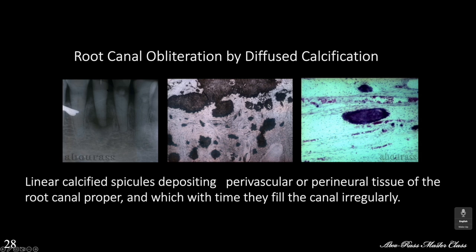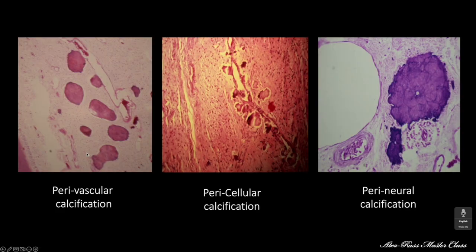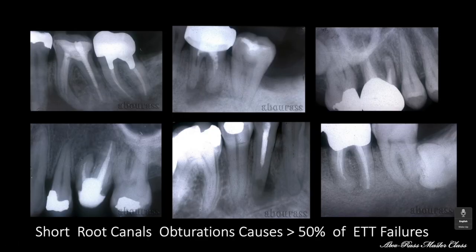It's linear calcified spicules depositing around the blood vessels, around the neural elements, around the cells, around the walls. And here you see them around the blood vessels, around the cells, around the neural elements. And what do they cause? Canal calcification is a huge problem to endodontic treatment. It impedes it, it makes it difficult, sometimes makes it impossible. And the most significant result is short fillings, short obturations.